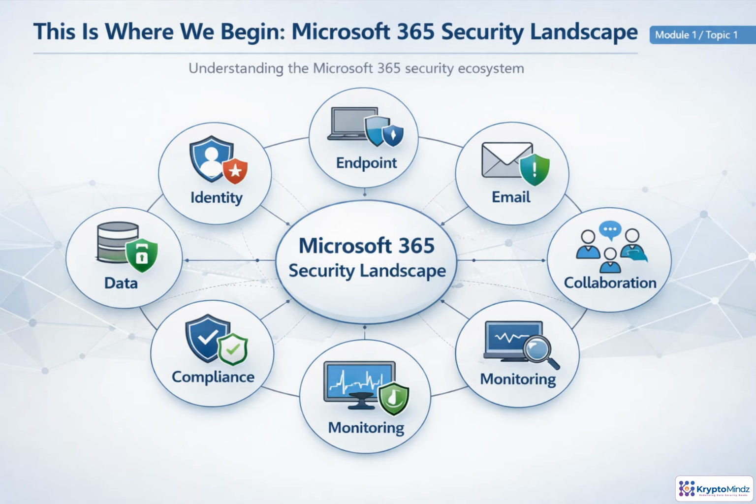We begin by treating Microsoft 365 security as an ecosystem, not a set of separate tools. Identity controls who can get in. Endpoint and email protections reduce common attack paths. Collaboration and data controls protect how people share and store information. Compliance, monitoring, and governance help you prove, detect, and sustain security over time.